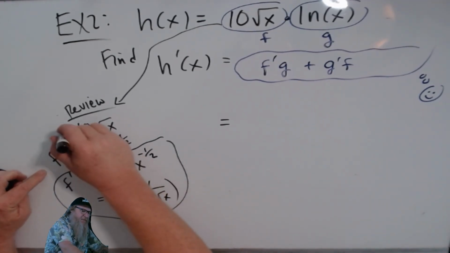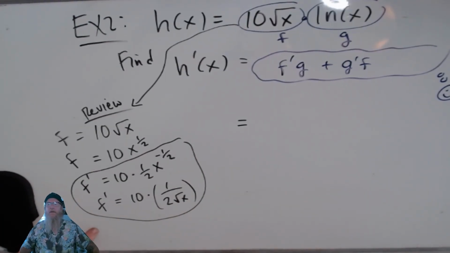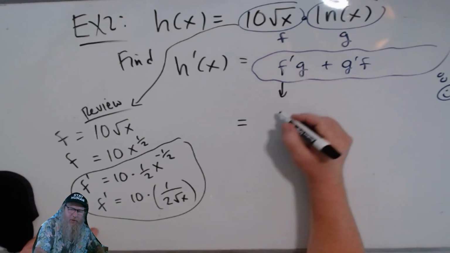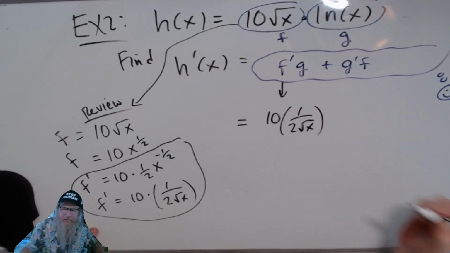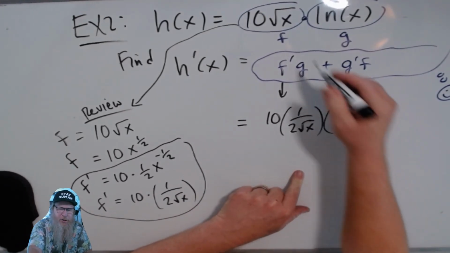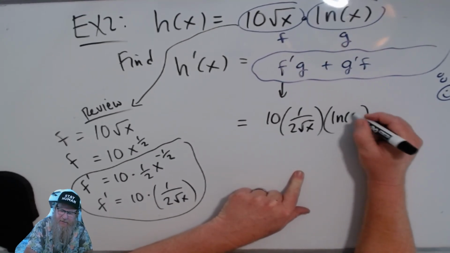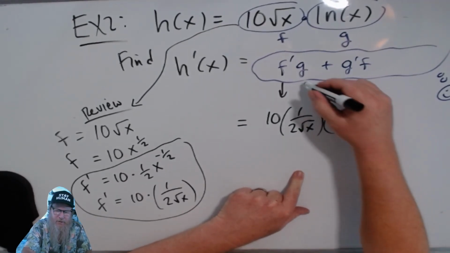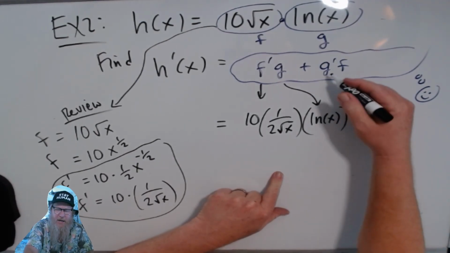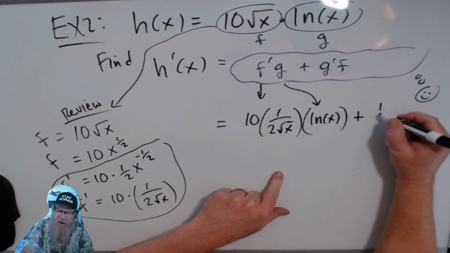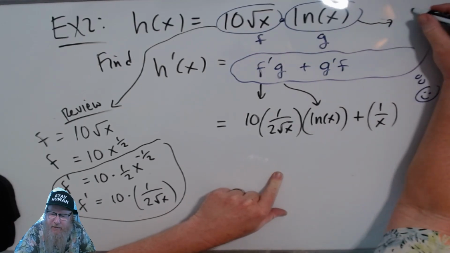All right, so this is f, and then this is f prime. Quick little review. All right, so f prime is 10 times 1 over 2 square root of x. All right, and then now g. What do we got? g is ln of x. That's g. All right, plus g prime. So g prime is 1 over x. Right.